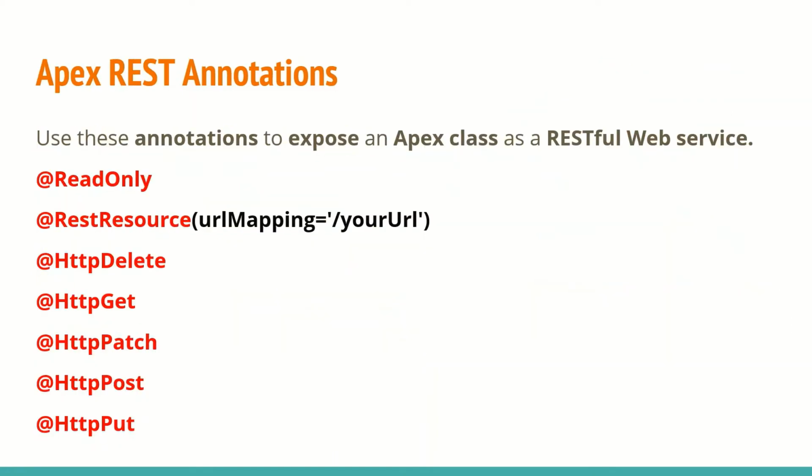Apex REST annotations: use this annotation to expose an Apex class as a RESTful web service. Read-only REST resource. URL mapping, then the URL where you want to hit the data, HTTP delete, HTTP get, patch, post, put. Delete is for deletion, get the records, patch is for updation, post is to post the data to a third party, put is update, I think so. There are two, patch and put, I'm not very sure of. So in the coming slides, I will let you know when we reach HTTP patch and put.